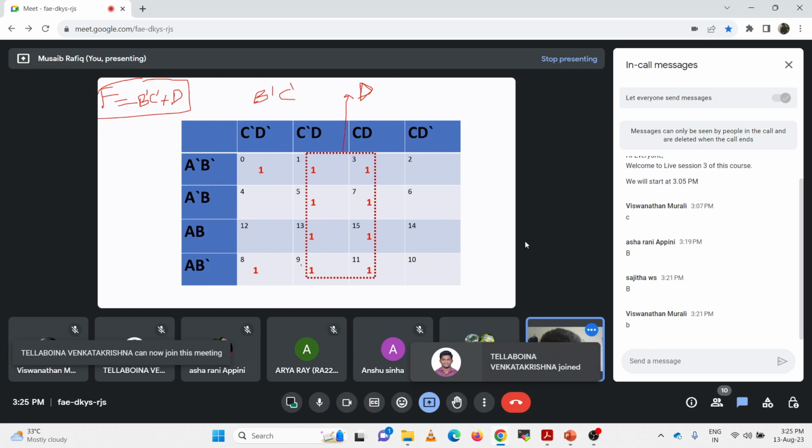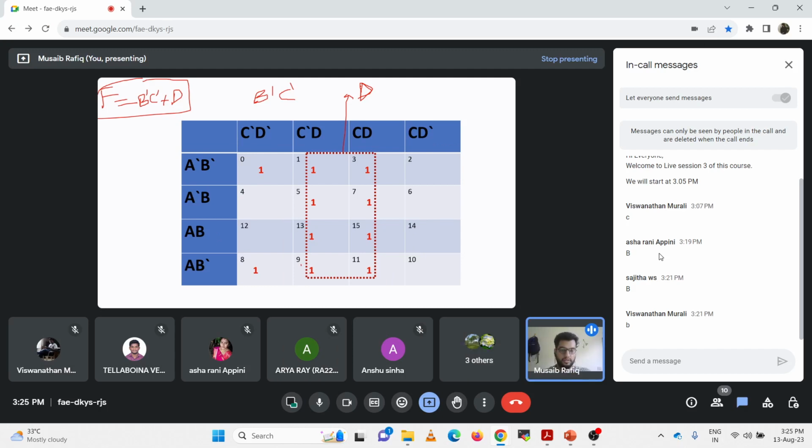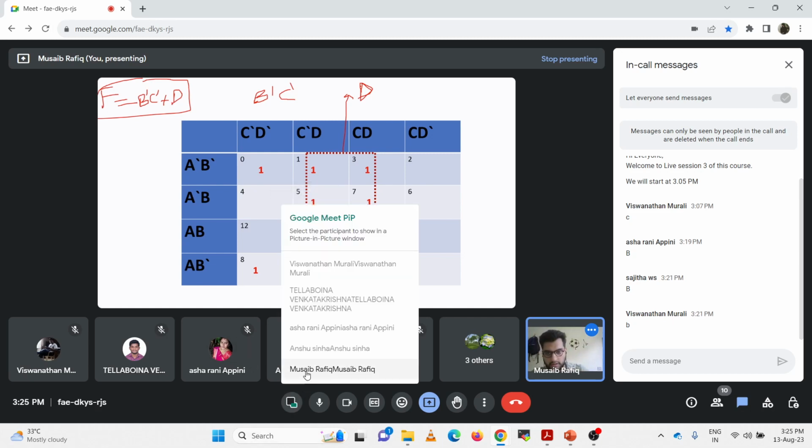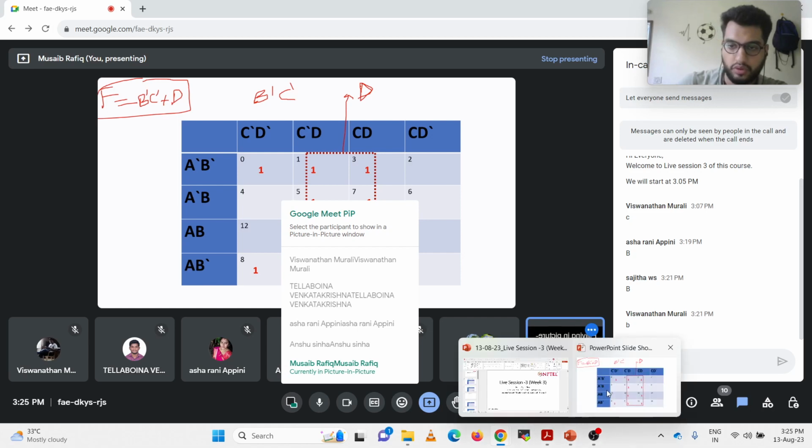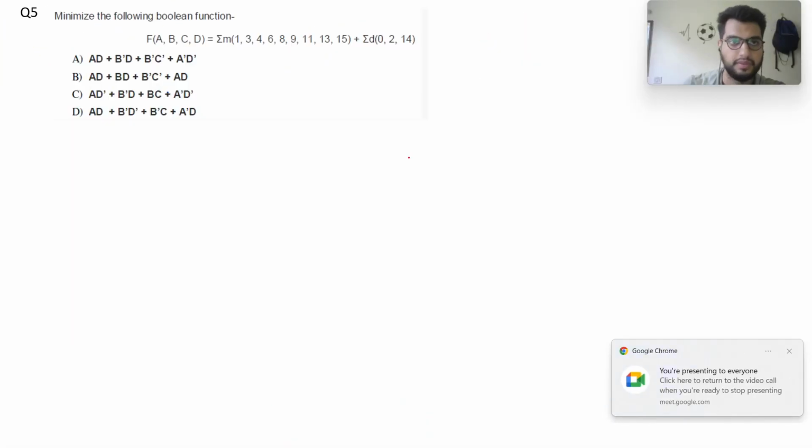So any doubts in this question? Some of the students have already solved it, but if there are any doubts, please type it in the chat box. If no doubts, we can move forward to question number 5.